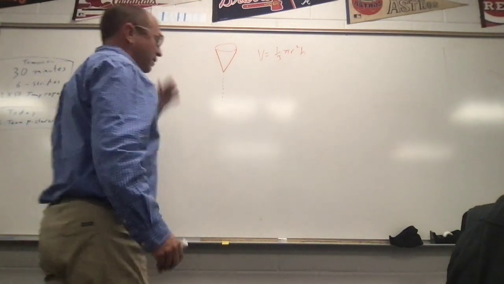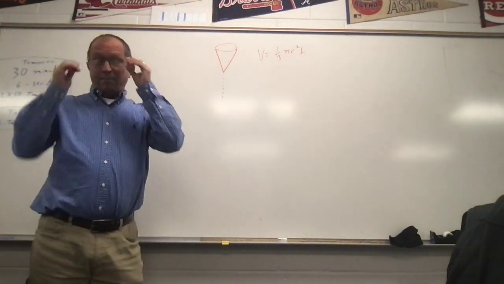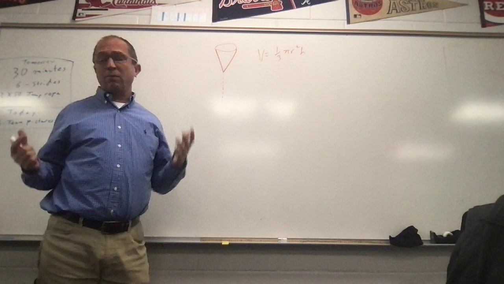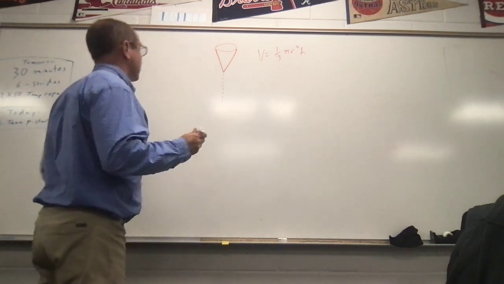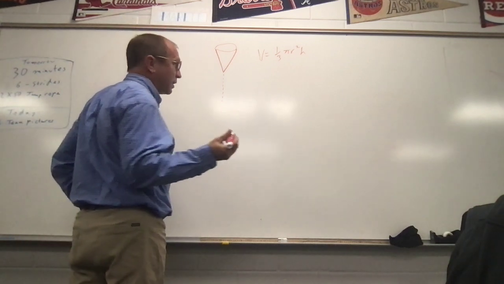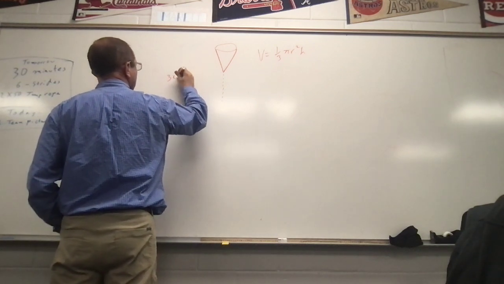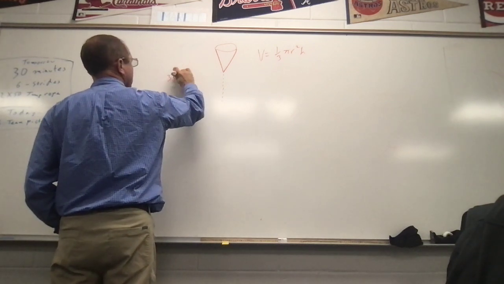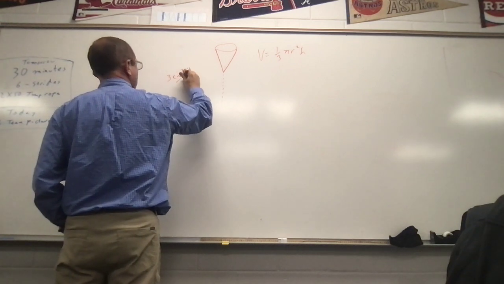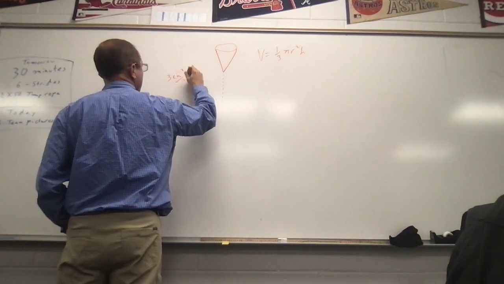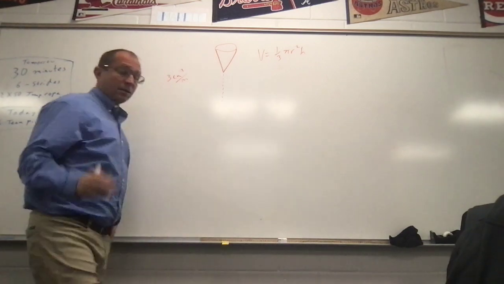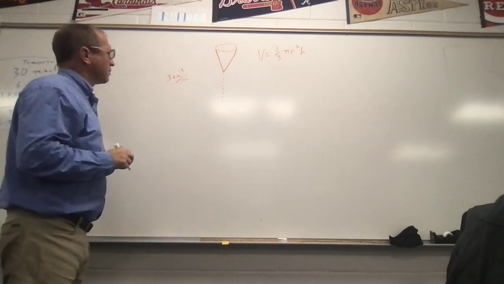Now we've got the cone here. Let's just say, for example, that water's going to leak out at 3 cubic centimeters per second. Not per second, let's make it per minute. Okay, 3 cubic centimeters per minute is what water's going to be leaking out of this cone at.